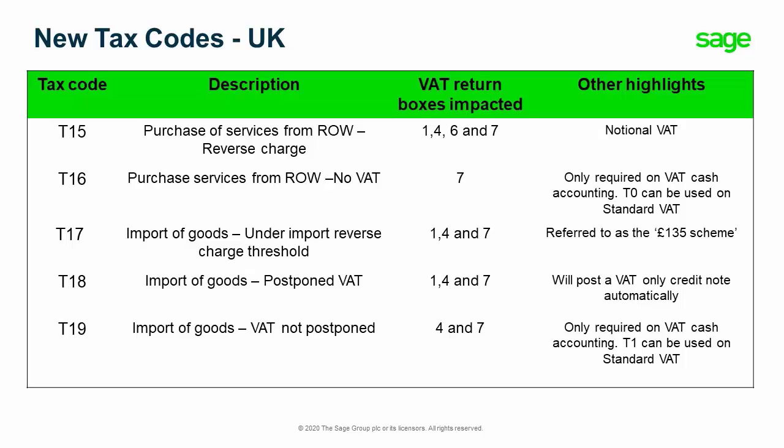T18 is slightly different in that a VAT value is physically entered in the batch window. This VAT value still hits boxes 1 and 4, but works slightly differently to T15 and T17, and this will be demonstrated in the next video. T17 is to be used when the £135 import of goods scheme applies. The transaction must be below the £135 consignment threshold. Going back to T18, this is the code used when postponed accounting is in play, and automatically posts a VAT-only credit note to correct the supplier balance. Let's look at this in more detail now.